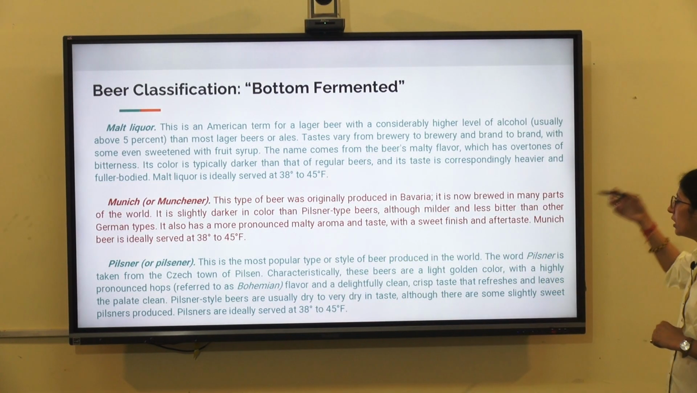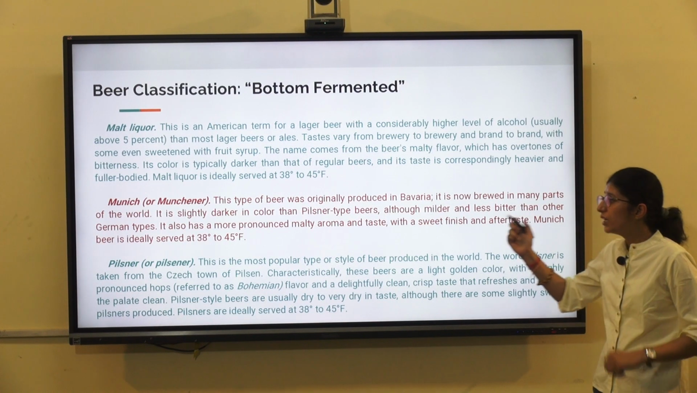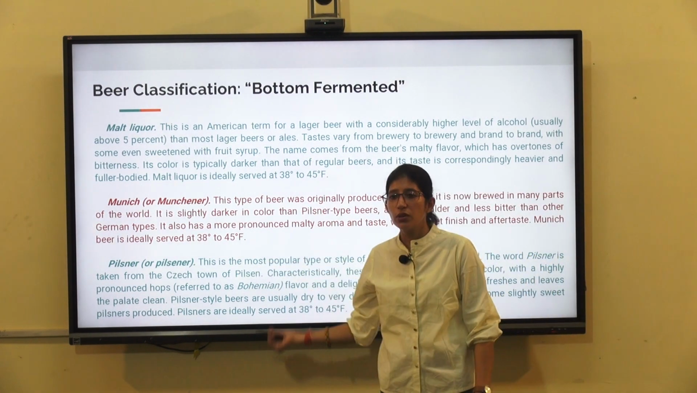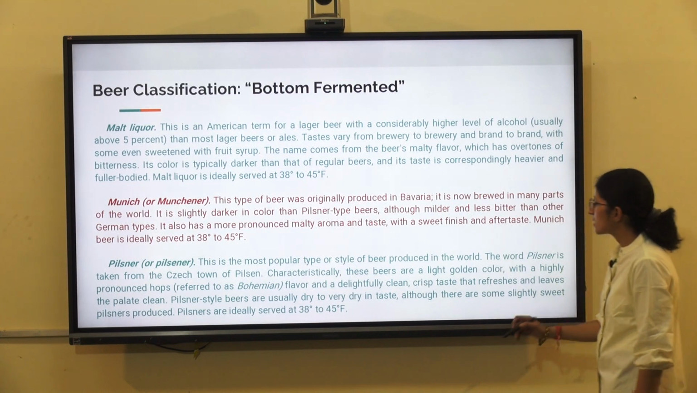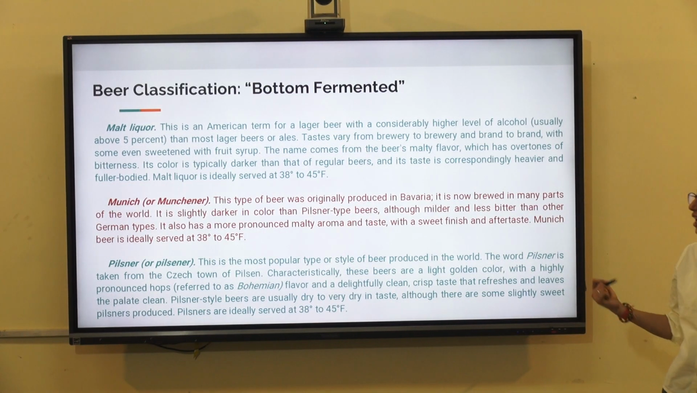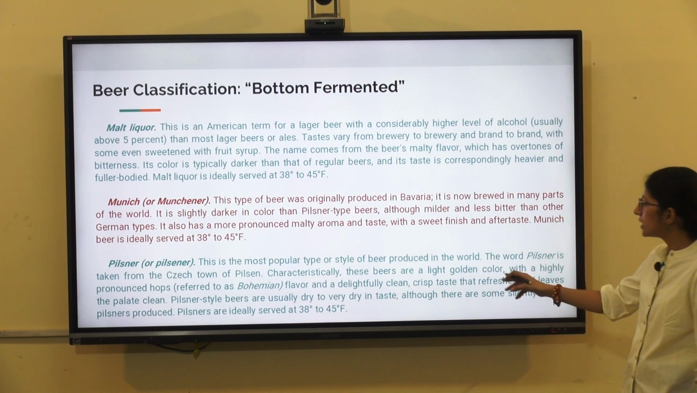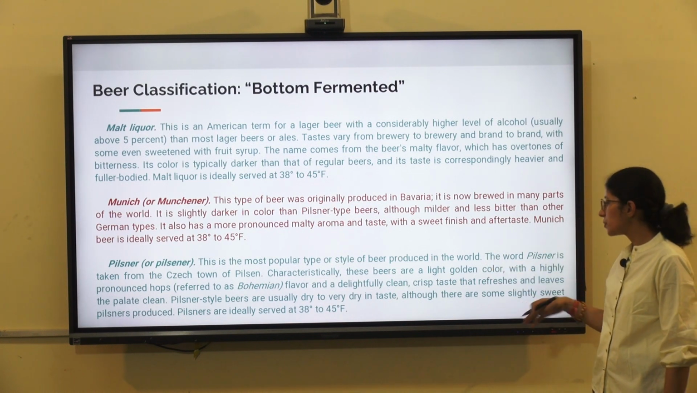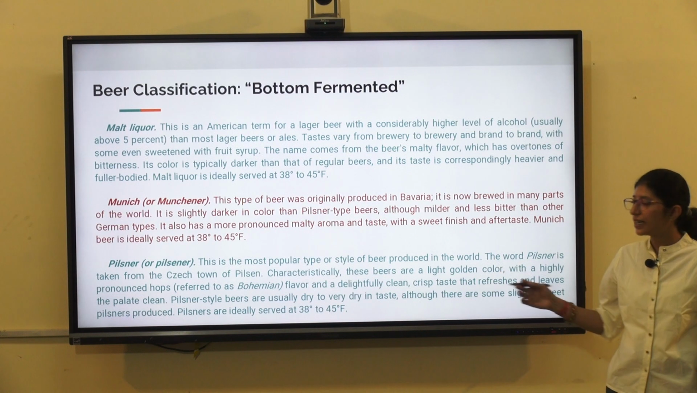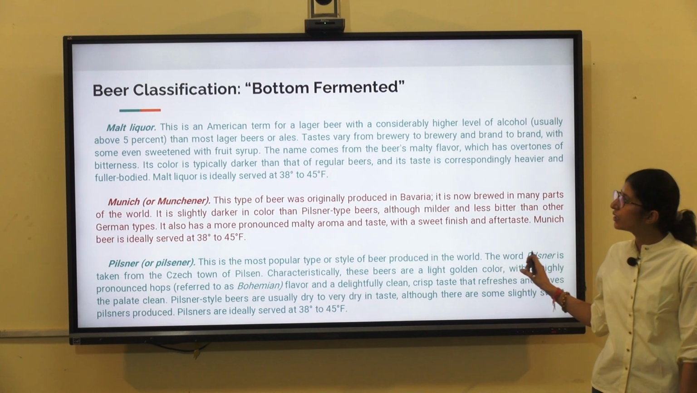It is a popular beer produced around the world, and Pilsner is coming from the Czech town of Pilsen, characterized by a light golden color, which is highly pronounced from the hops. Again, it is delightfully clean, crisp and refreshing in taste, ideally served at 38 to 45 degrees.